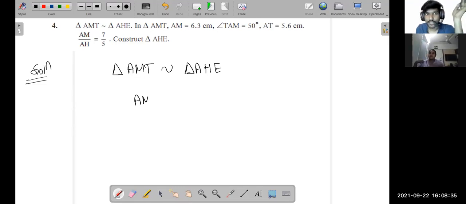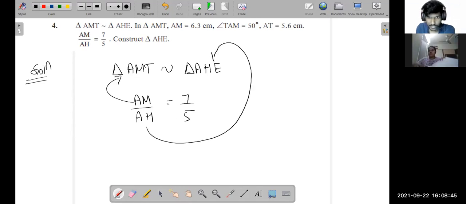So the ratio is given, AM upon AH equal to 7 upon 5. AM comes from triangle AMT and AH comes from triangle AHE. So looking at the ratio, can you tell which triangle is the bigger one and which triangle is the smaller one? AMT is the bigger triangle and AHE is the smaller triangle.